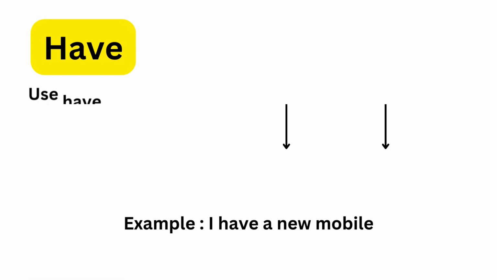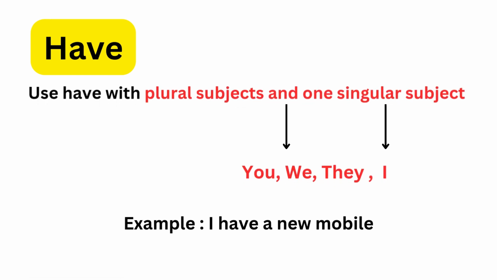Similarly, have is used with the plural subject you, we, they, and one singular subject I. For example, I have a new mobile. Here, I is treated as singular but takes have.